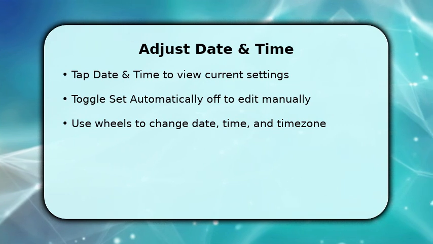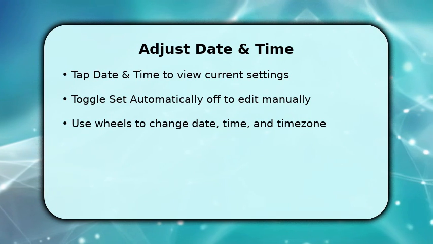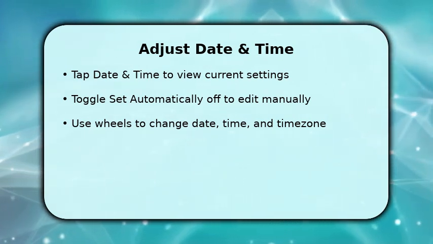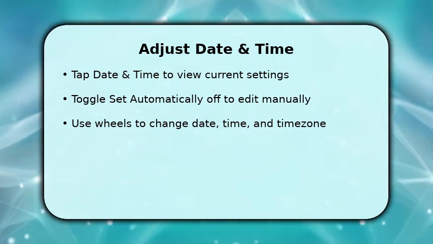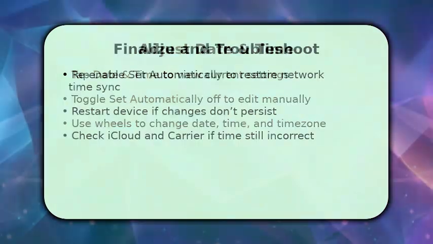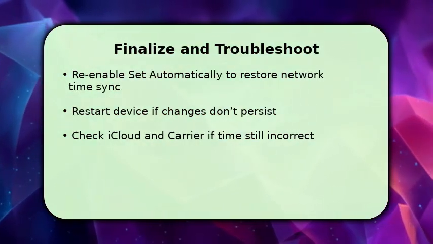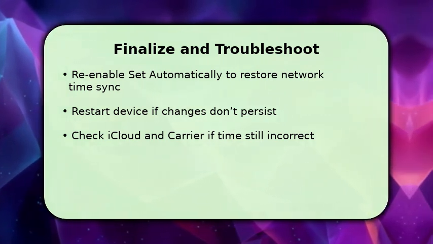After disabling, use the date and time wheels to pick the exact day and hour and adjust time zone if needed. This manual control overrides network-supplied time until you re-enable automatic mode. You finish by confirming the new date and time display correctly across apps, and if you want normal syncing, re-enable Set Automatically so Apple servers and your carrier keep time accurate.